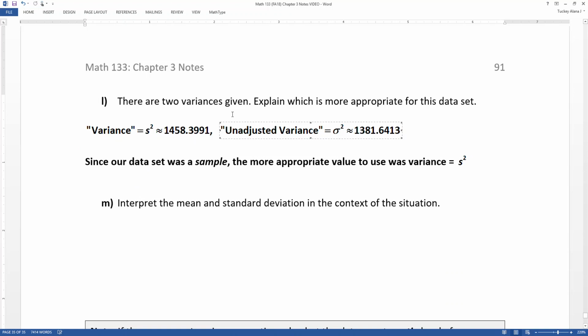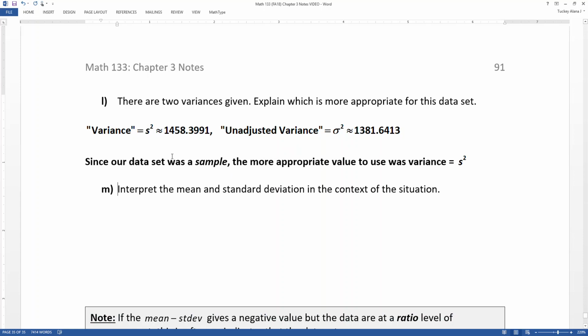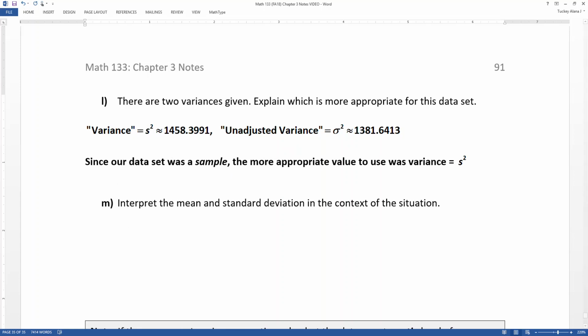So it gave us both of them in the output, but we have to be smart enough to know that it's this s squared that we want because this was a sample. Your calculator does the same thing, by the way. Your calculator will give you s and sigma, and you have to look at your data set and figure out if this was a sample, I'll use the s one. If it was a population, which will happen to you sometimes, then use the sigma one. So you use whichever one is more appropriate.